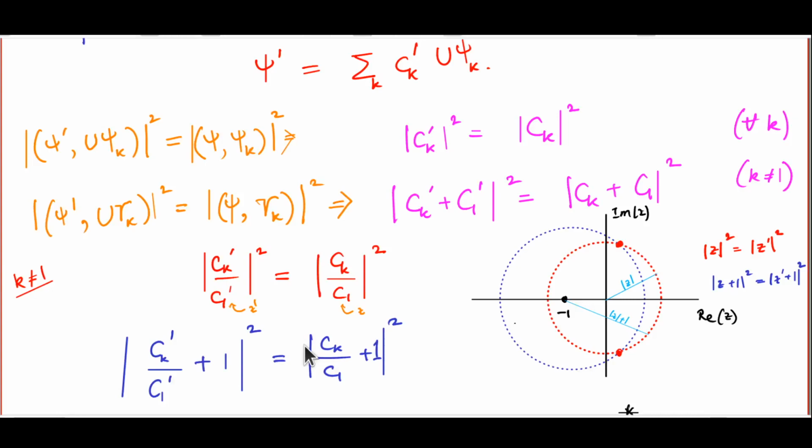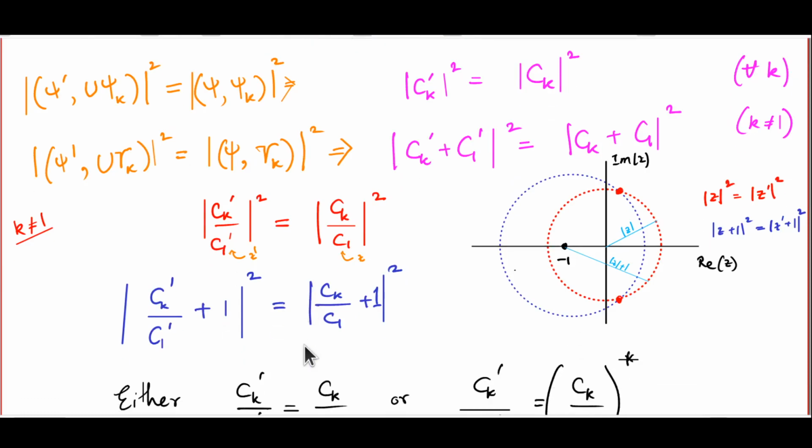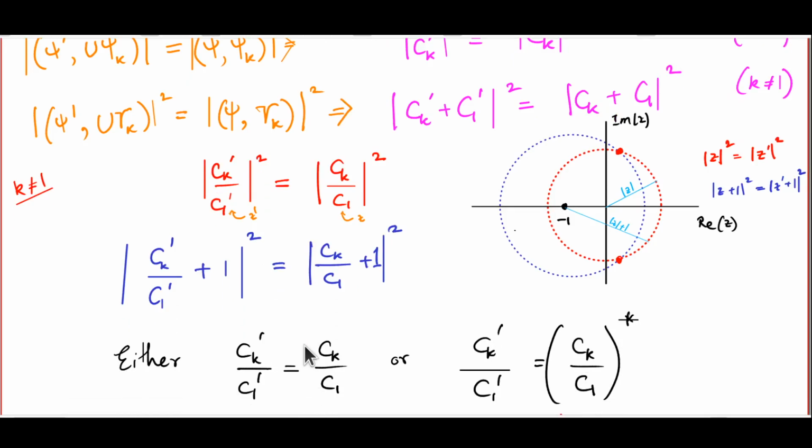Weinberg derives this result algebraically. However, I personally prefer this geometric way of arriving at this result. In either case, the result is the following. Either we have ck prime by c1 prime equals ck by c1, which is the z equal to z prime case, or you have ck prime by c1 prime equals the conjugate of ck by c1.